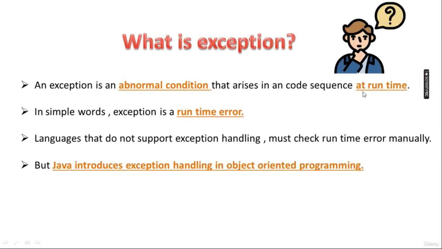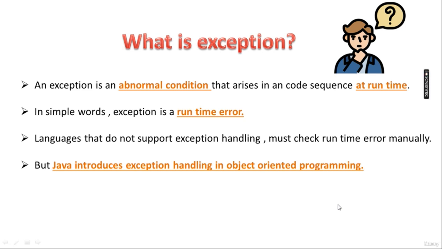First, what is an exception? An exception is an abnormal condition that arises in a code sequence at runtime. Whatever errors there are at compile time can be seen before running, and you can solve them before running itself. So whatever errors remain after compilation, at runtime, are called exceptions. In simple words, an exception is a runtime error.